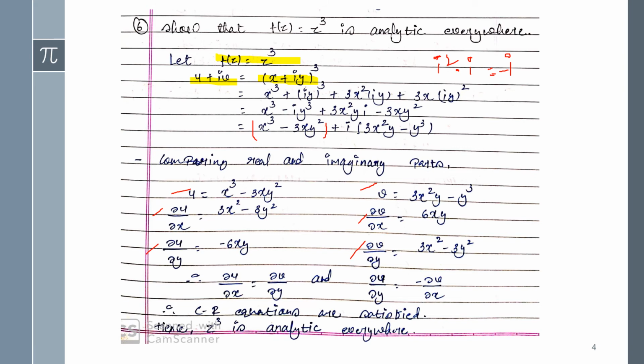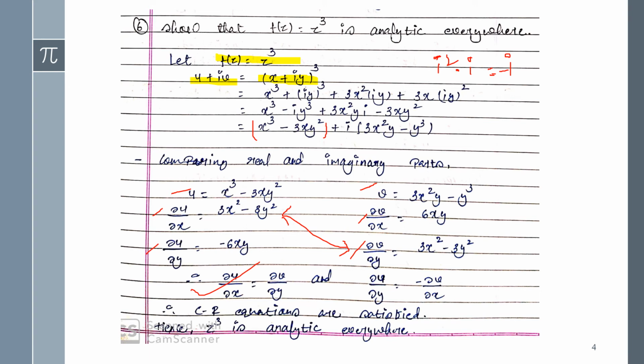Ux equals Vy, that is, both must be equal, and you can see that this one is 3x square minus 3y square, and this one is also 3x square minus 3y square. So of course this one is going to be satisfied, and you have to check the other one also. This one should be uy equals minus vx, and this one is also going to be satisfied. So at the last we can say that these CR conditions have been satisfied. So of course the given function is an analytic function.